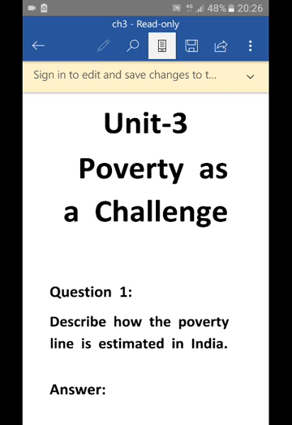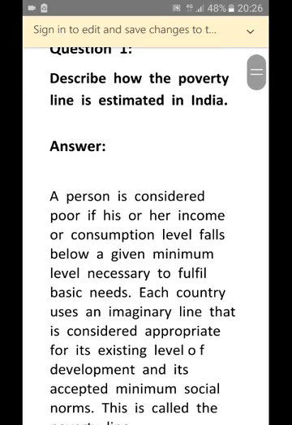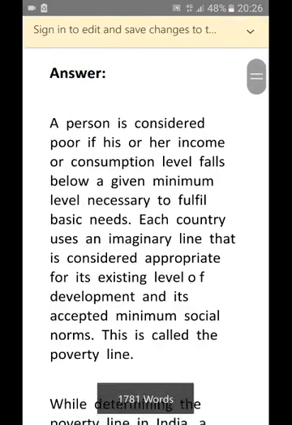Here today we begin with the class ninth economics, chapter Poverty as a Challenge. It is Unit 3, Poverty as a Challenge. So questions have been given here. Describe how the poverty line is estimated in India. So the answer is given here.